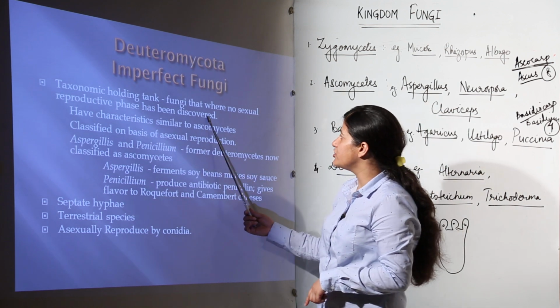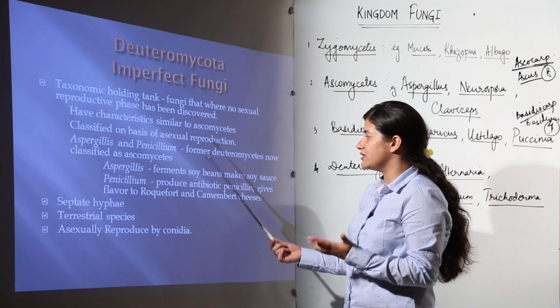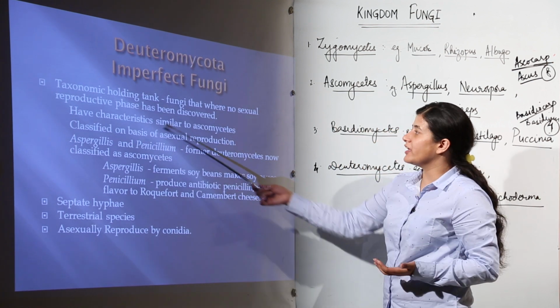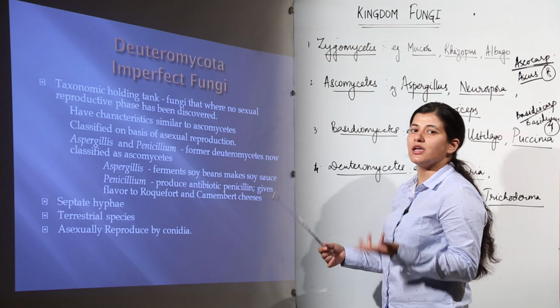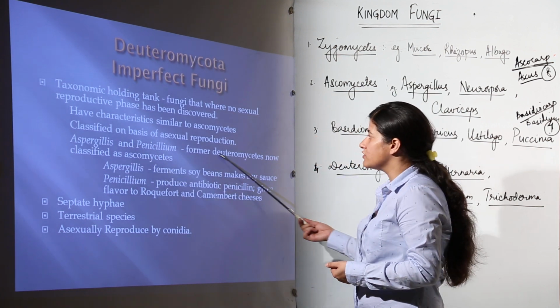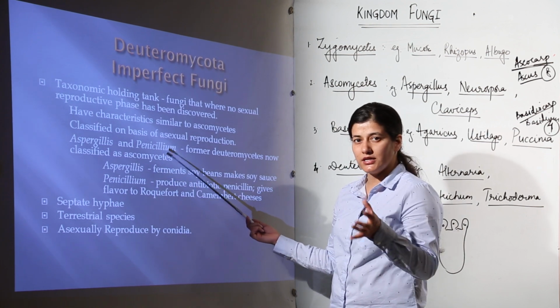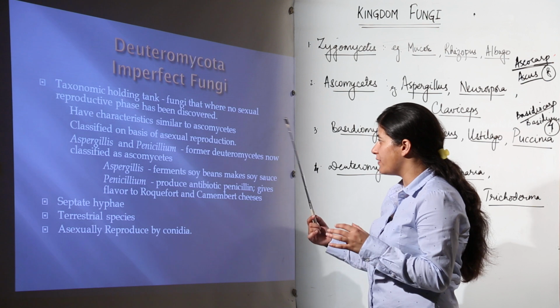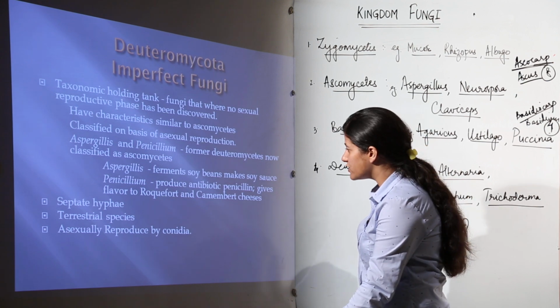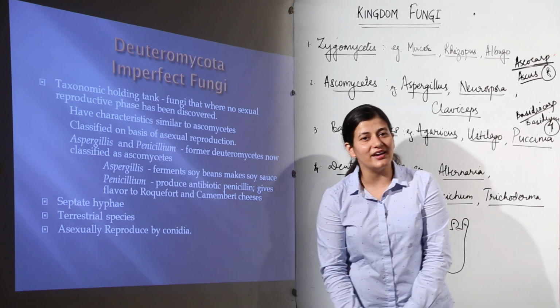They are fungi where no sexual reproductive phase has been discovered, this I have been talking about. They have characteristics similar to Ascomycetes, again they are saying what I have only said, and are classified on the basis of asexual reproduction. They have given the example of Aspergillus and Penicillium, which were earlier part of Deuteromycetes, but now they are part of Ascomycetes. So with this we are done with fungi and its classes.